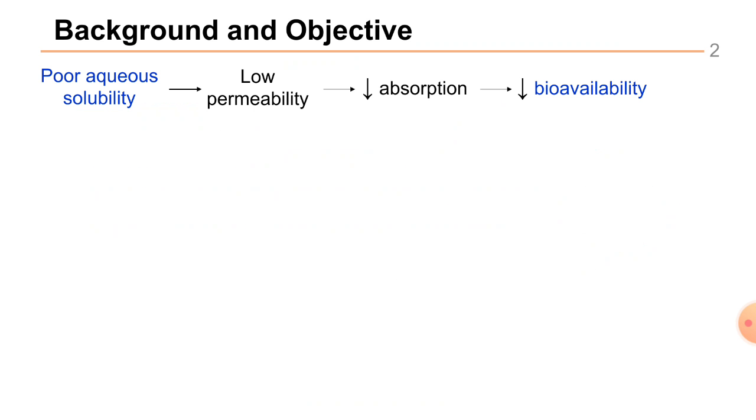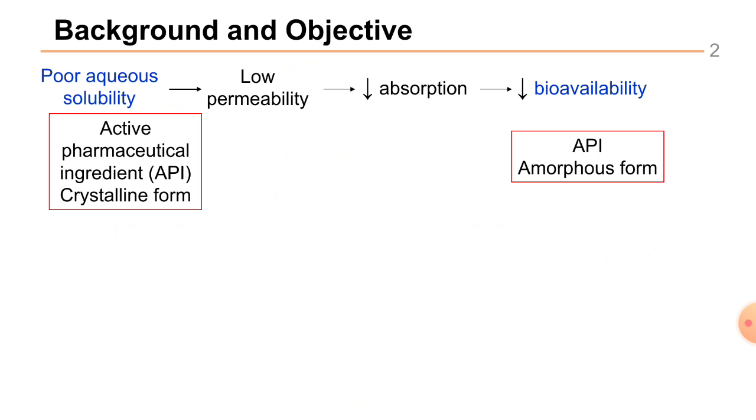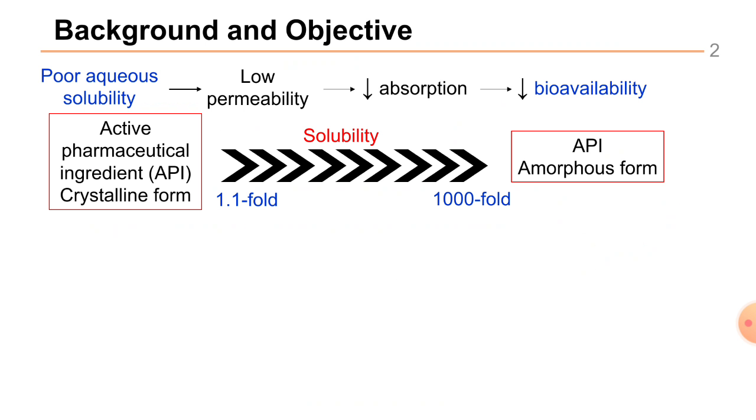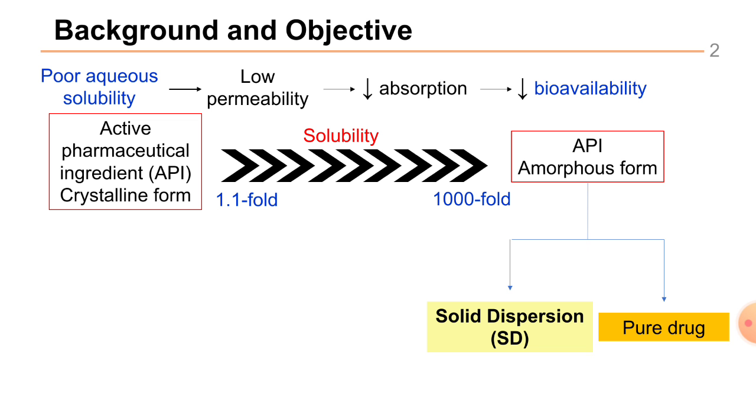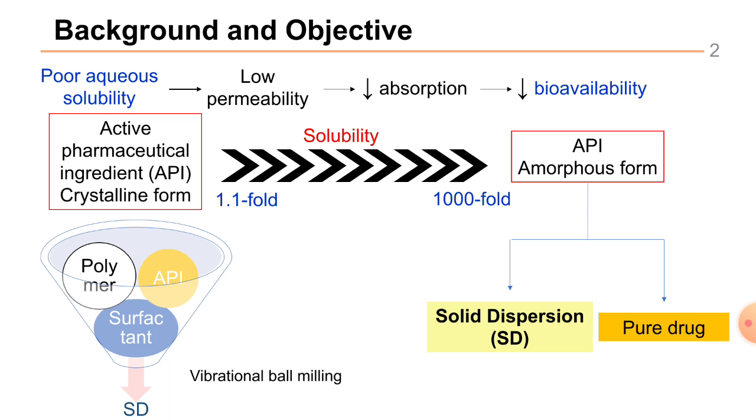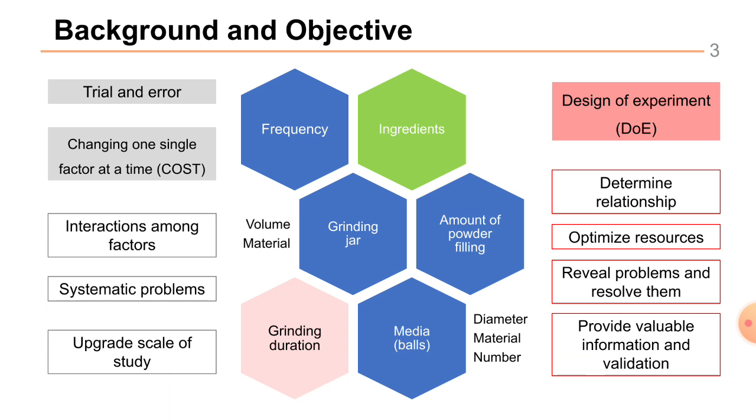The poor aqueous solubility of a drug causes low permeability through cell membranes, reduction of absorption, and thus decreases the bioavailability. An API can exist in crystalline and amorphous form, whose solubility is up to 1,000-fold higher than the crystalline form. Amorphous substances can be classified into pure drug and solid dispersion. Components of an SD are an API, polymer, or a mixture of polymer and surfactant.